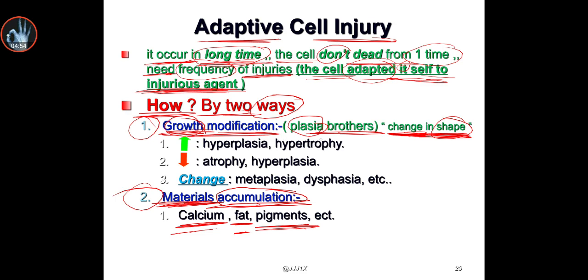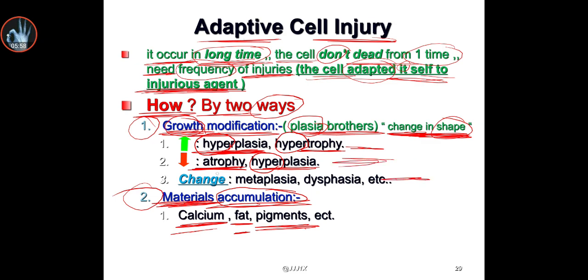We talked about growth modification and we say that it's plasia brothers. We have many types of plasia brothers. We have hyperplasia, we have hypertrophy, we have something called atrophy, and also hypoplasia. This is increasing or decreasing in the number of the cells, either increasing number or decreasing number. Also at the same time, either increase in size or decrease in size.